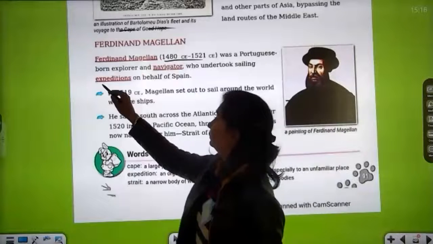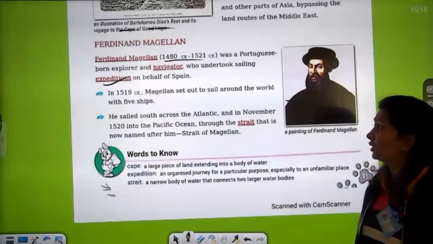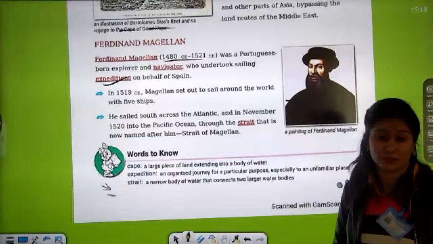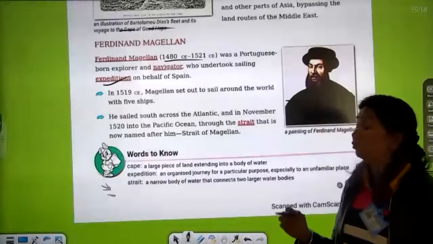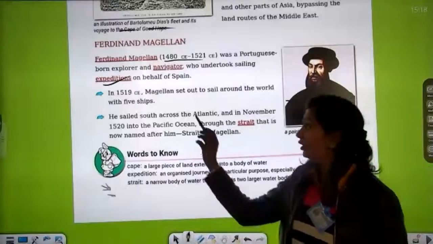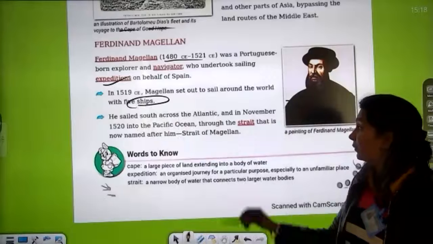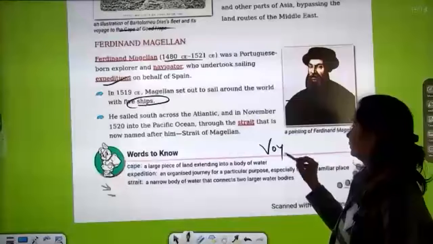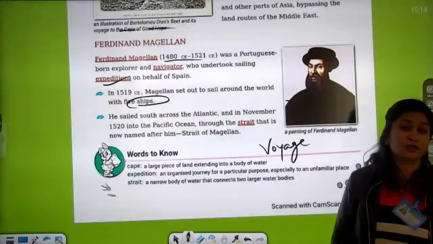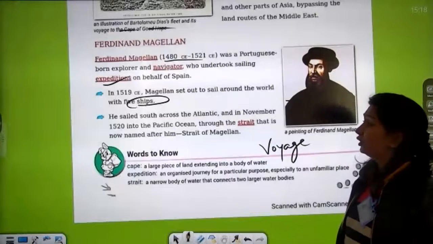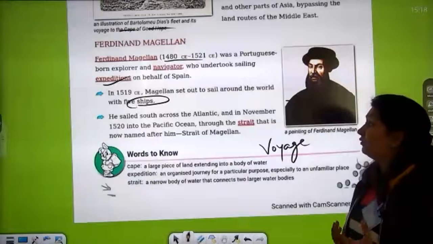In 1519 CE, Magellan set out to sail around the world with 5 ships. Magellan wanted to sail throughout the world with 5 ships. He started his voyage, his journey. What do you mean by voyage? A long journey by ship. What is voyage? A long journey by ship. So he started his journey, his voyage with 5 ships.